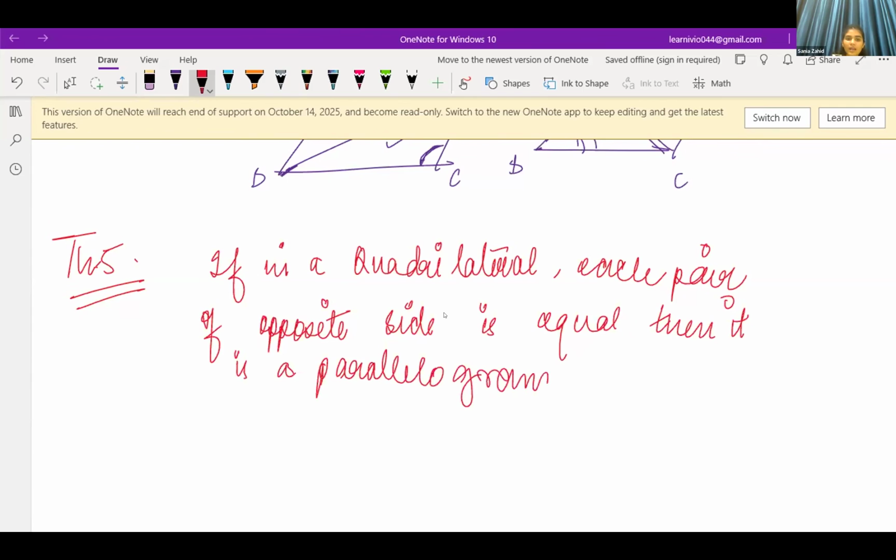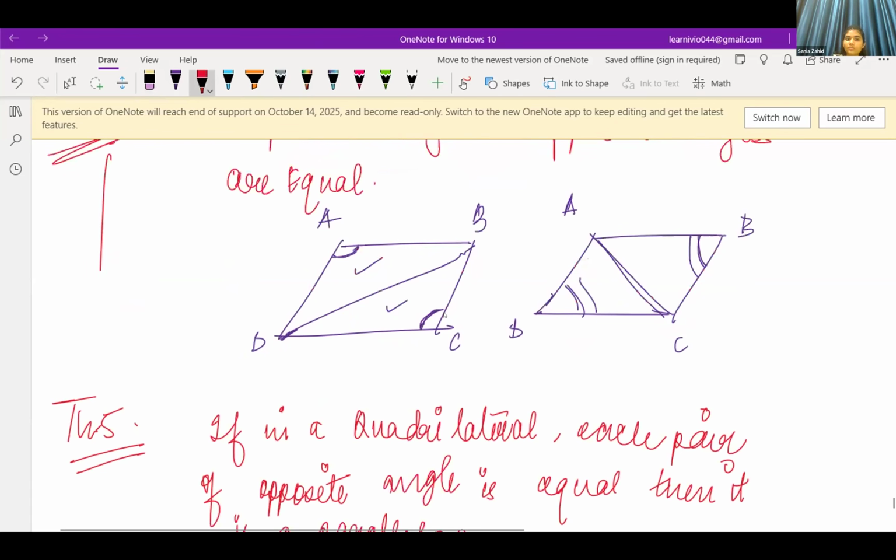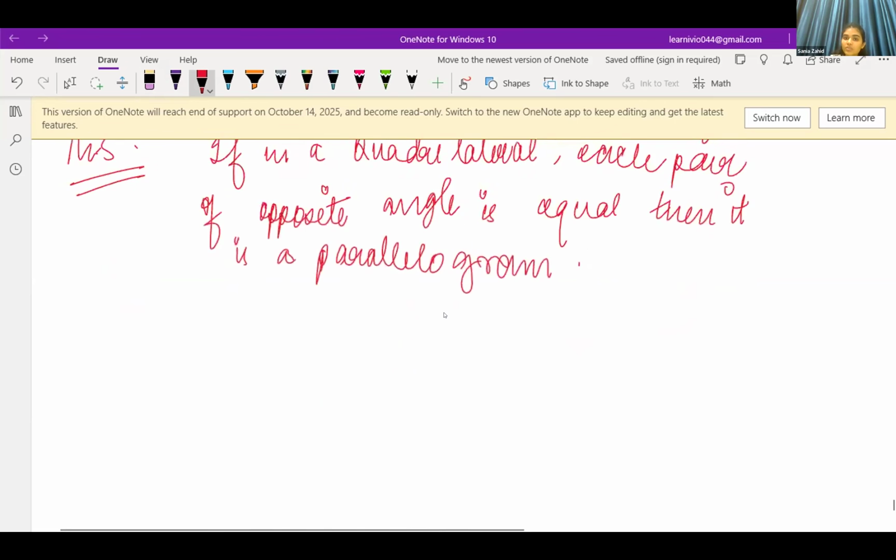Now they are telling you that if you have each pair of opposite angles equal... please correct this. We already did this one. Just write side, just write angle. That means this is again a converse theorem. Theorem 5 is the converse of theorem 4. So what you have there is a quadrilateral. Each pair of opposite angles is equal. So this is a parallelogram ABCD.